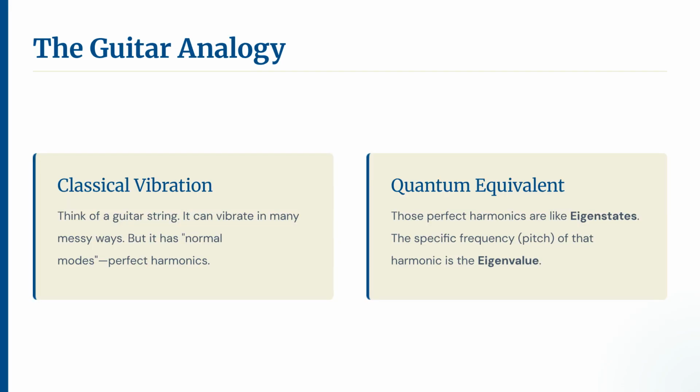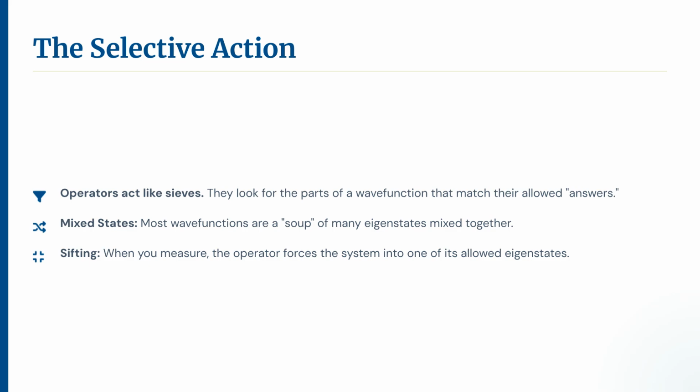Consider the guitar analogy. A guitar string can vibrate in many messy ways. The perfect harmonics are like the eigenstates, and the specific frequency or pitch of that harmonic is the eigenvalue. Operators act like sieves. Most wave functions are mixed states, a soup of many eigenstates. When you measure, the operator performs a selective action, forcing the system into one of its allowed eigenstates.